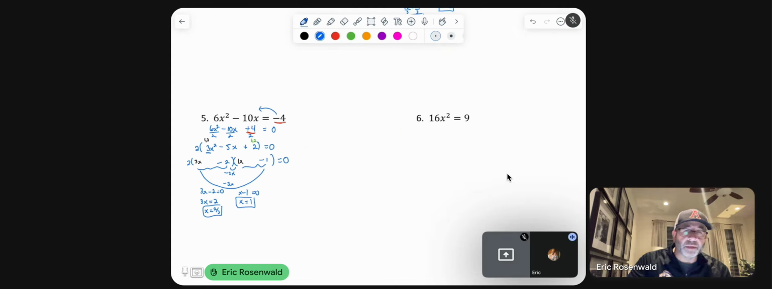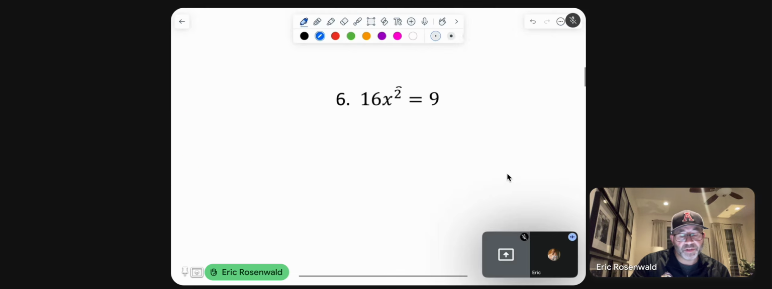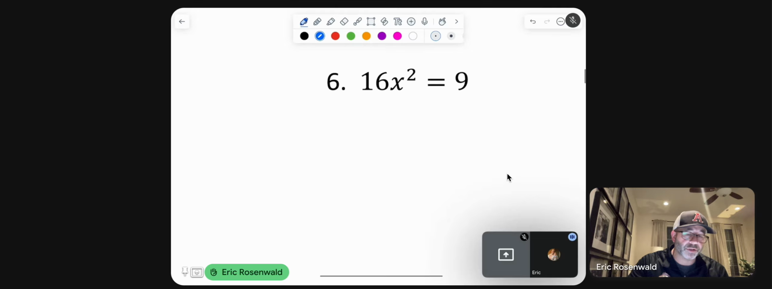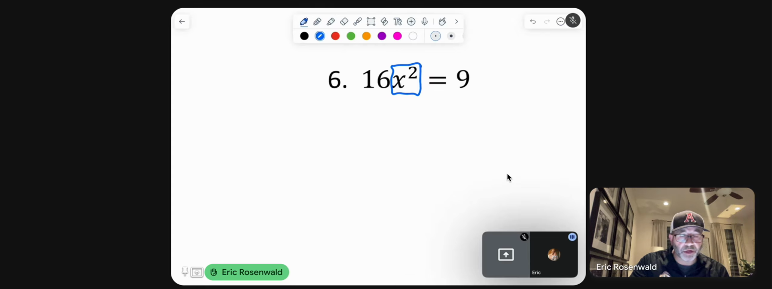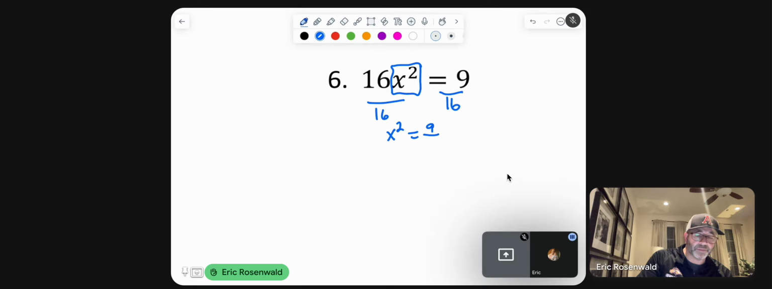All right, take a look at number 16. There's two ways to actually do this. I'll show you both ways, but when we have an x squared in the problem and nothing else in the problem, I personally like to use the square root method. I would divide by 16 on this and divide it by 16. We end up with x squared is equal to 9 over 16.